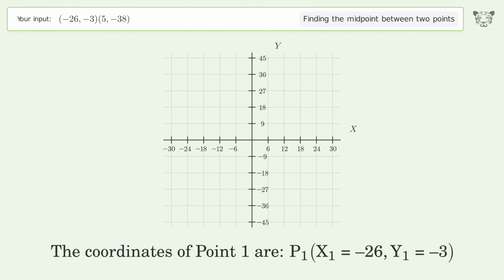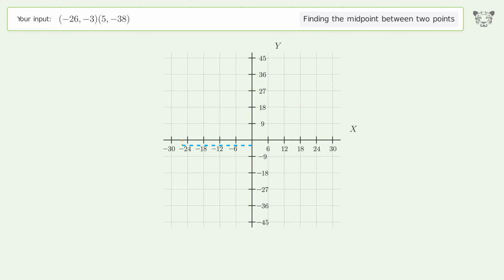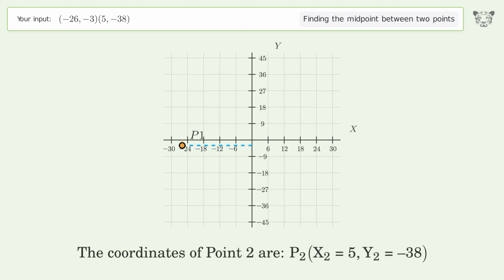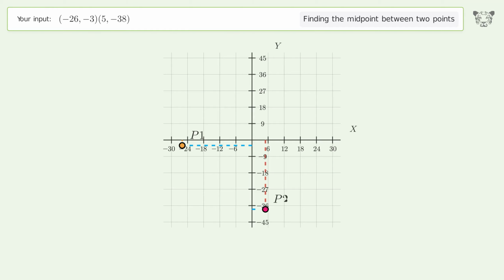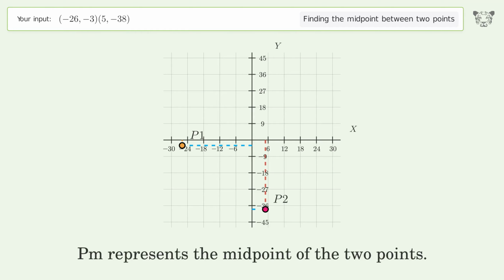The coordinates of point 1 are x1 equals -26, y1 equals -3. The coordinates of point 2 are x2 equals 5, y2 equals -38. PM represents the midpoint of the 2 points.